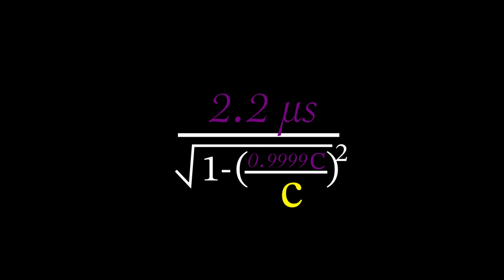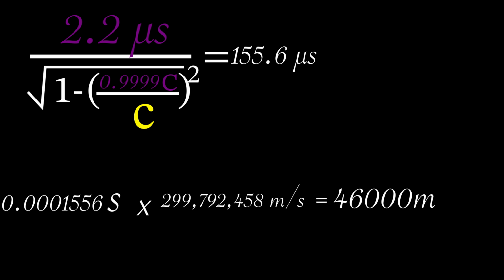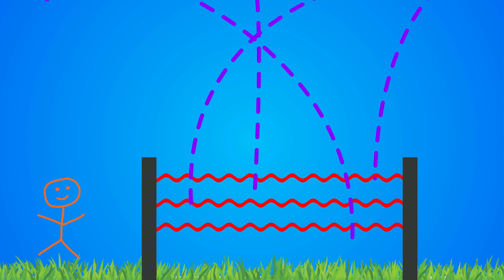So how do they manage to reach Earth's surface? If we apply the time dilation equation, we can calculate how much time would pass from our perspective while the muon is moving. The result is about 155.6 microseconds, which results in 46 kilometers of distance traveled, more than enough for the muon to reach Earth's surface. This is one of the best real-life examples of time dilation.